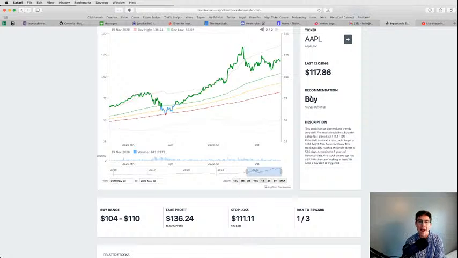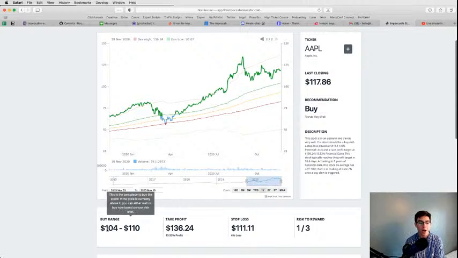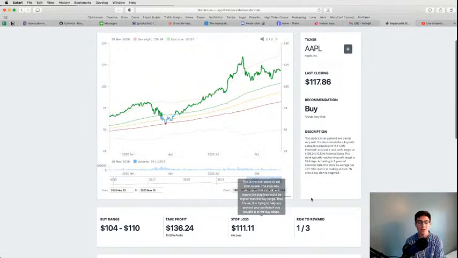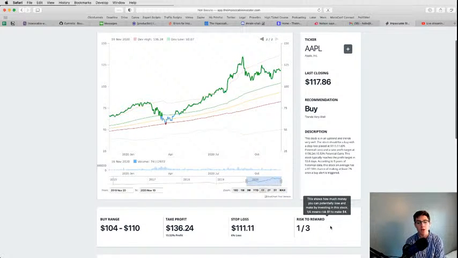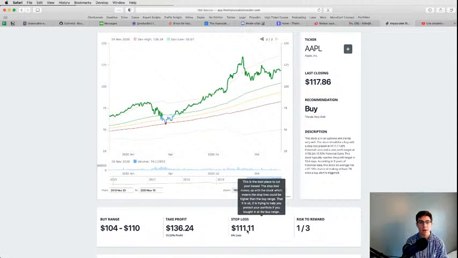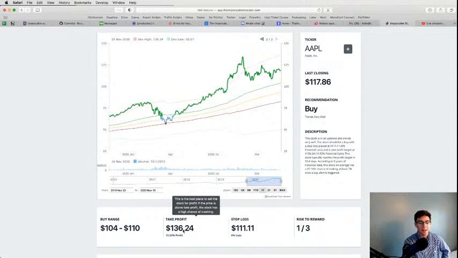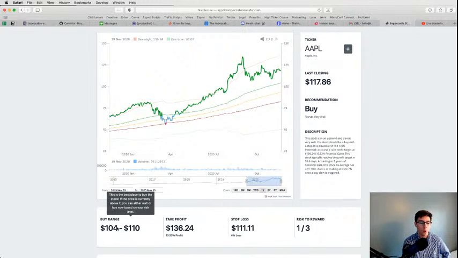A great buy recommendation is when the stock price is within the buy range. So again, you have a buy range, you have a take profit, you have a stop loss, and you have a risk to reward. The risk to reward is how much money you can make from how much you're risking. So for instance, $1 of risk can lead to $3 of reward on this stock. If you buy the stock now or are holding the stock, you should have a stop loss around here. And then we are expecting the stock to reach 136.24. And the ideal buy range is 104 to 110.